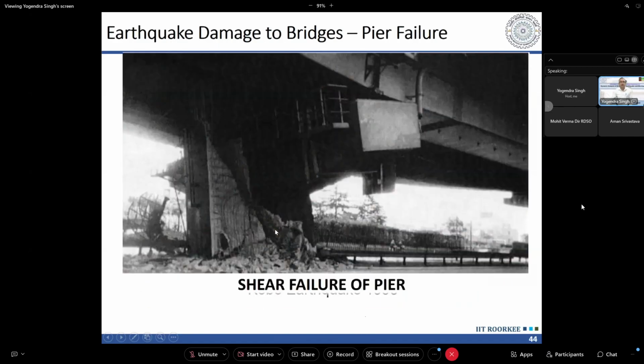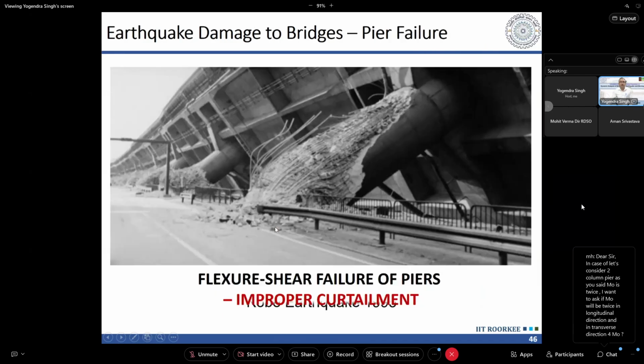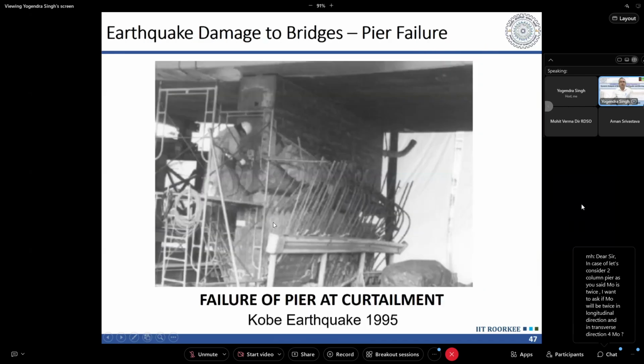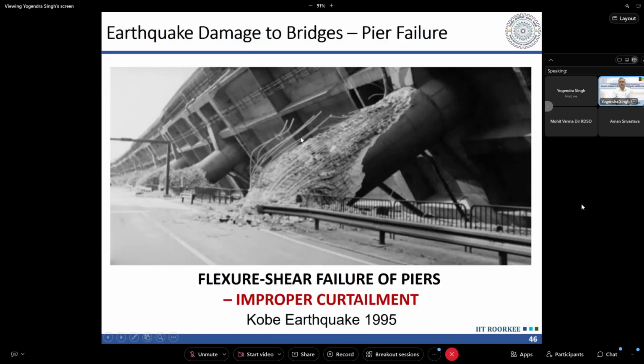Okay, so this we have discussed. I just wanted to discuss an interesting example. Please have a look at this failure and this failure. Both the failures occurred near the curtailment. Curtailment of reinforcement during an earthquake is a very tricky issue, and that's why the code, the IRS railway code, suggests that in case of short piers up to 30 meters, we should not have any curtailment.